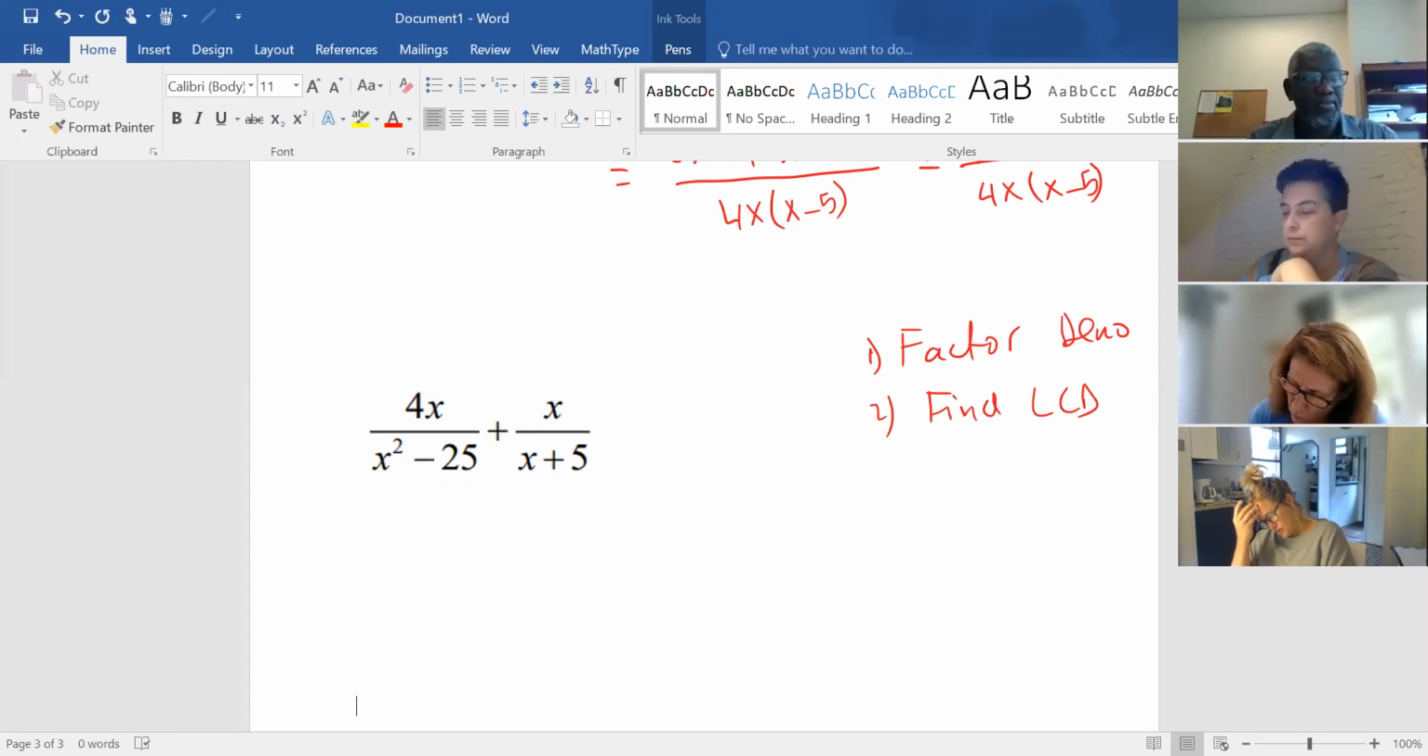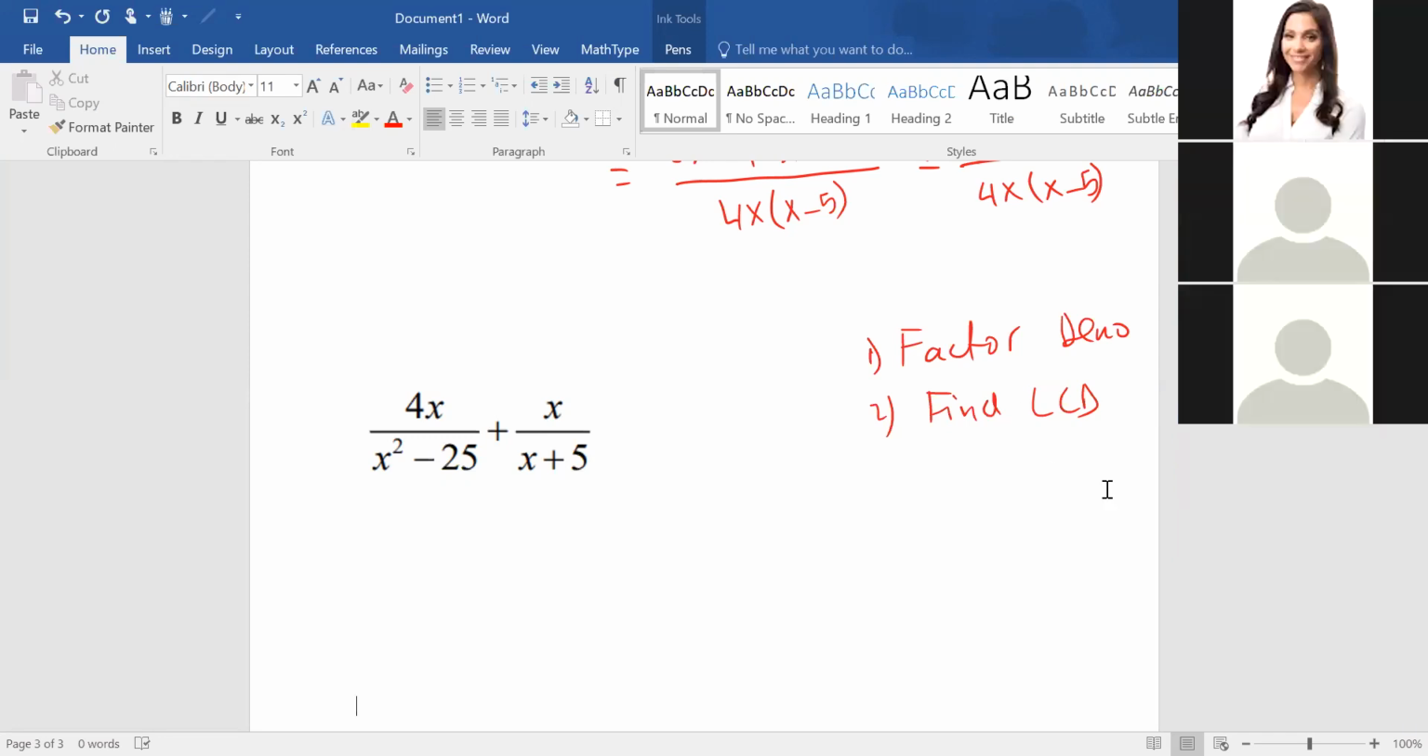Now, does everybody remember how we factor x squared minus 25? x plus 5, x minus 5. Thank you. x plus 5, x minus 5, that is correct, right? So this is x plus 5 times x minus 5.